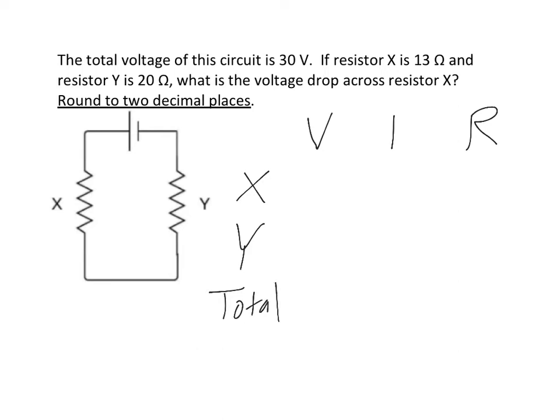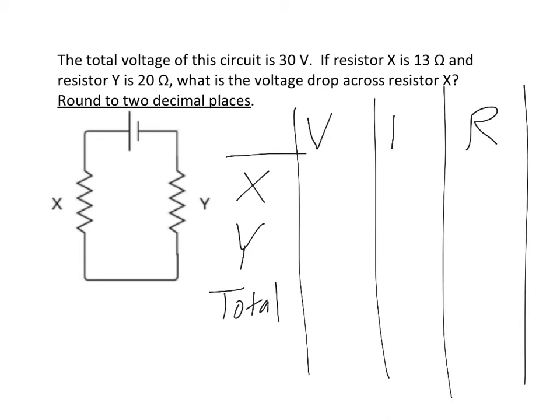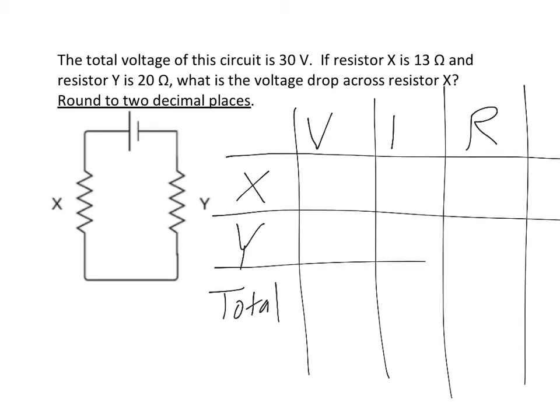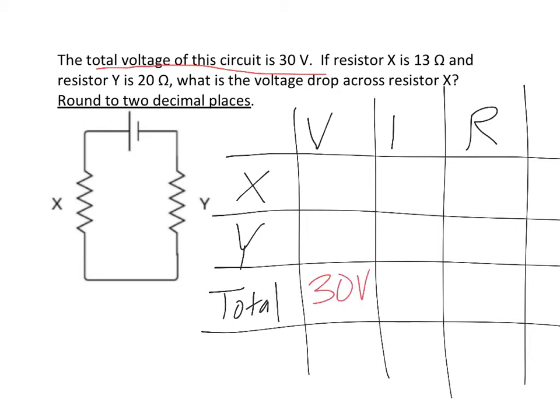Every time we set up a chart, it's going to follow this general path, and I'm just going to be fancy. I'll make the grid lines to fill this in. But this is what we want to fill in. Next, we want to figure out what we know from the start. So the first thing they tell us is the total voltage is 30 volts. So under voltage in total, we can write 30 volts.